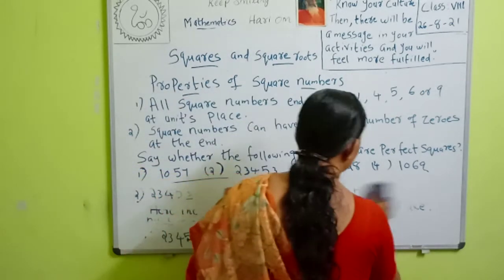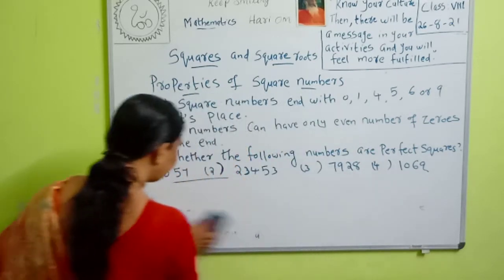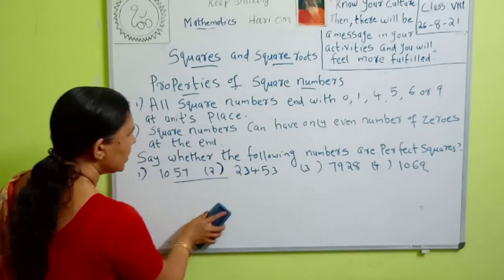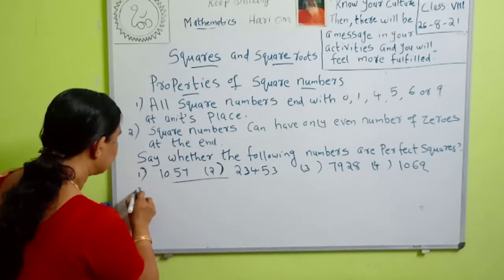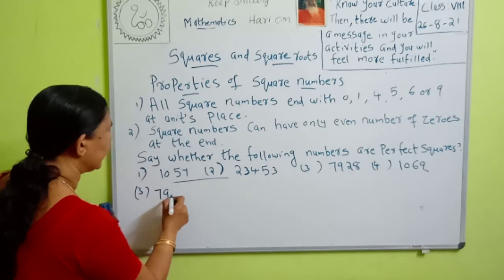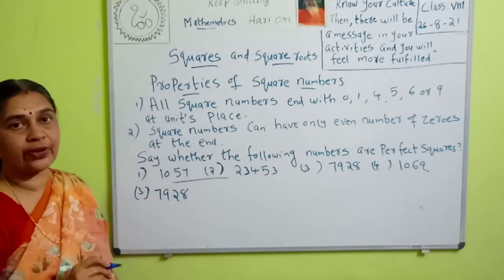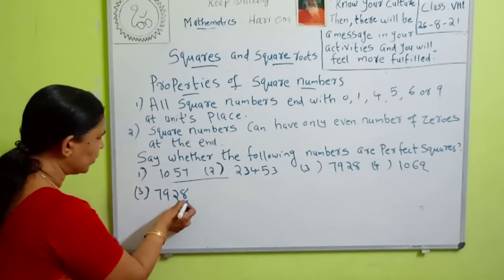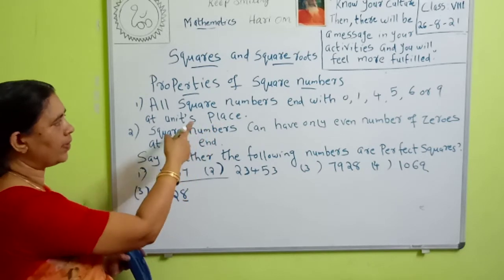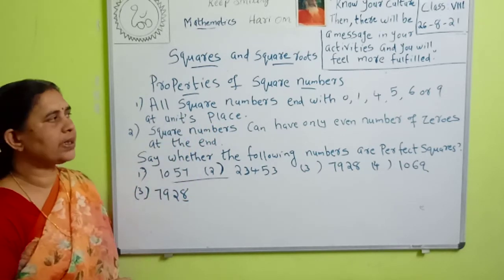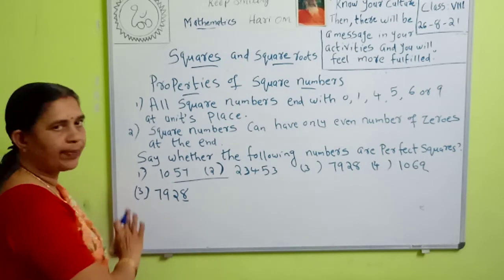Then what is our third question? Third question is 7,928. Archana, is it a perfect square? What is the digit in the units place? It is 8. Then what are the numbers for a perfect square in the units digit? 0, 1, 4, 5, 6 or 9. So it is not a perfect square.